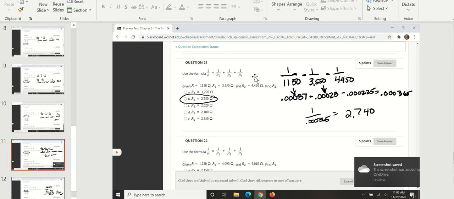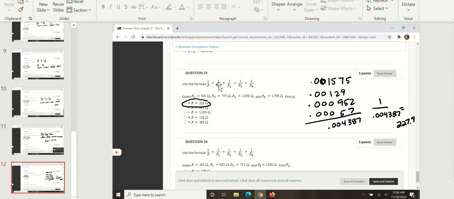Question 21, again, we've got three parallel resistors. It gives us the total resistance, which is 1 over R, and now we need to find R2. We have to move 1 over R1 to this side, and 1 over R3 to this side. So we'll start out with 1 over R, which is 1150 ohms, find a decimal equivalent, subtract the decimal equivalent of R1, and then subtract the decimal equivalent of R3. And the result is 0.000365. We do that, and it comes out to 2740. Pretty close to this answer right here. R2 is 2750 ohms.